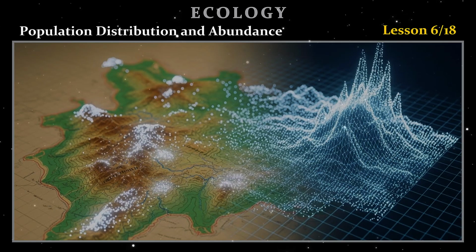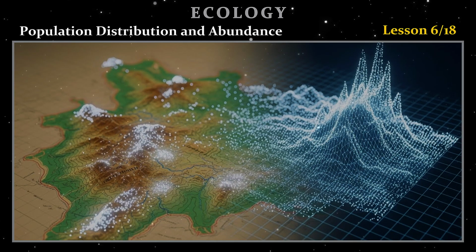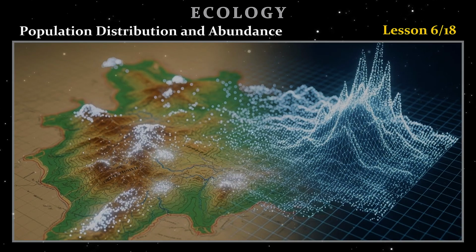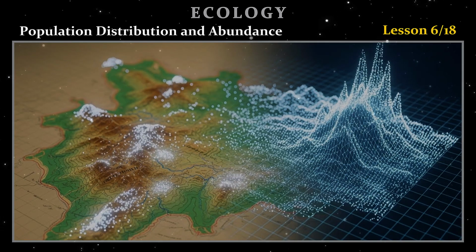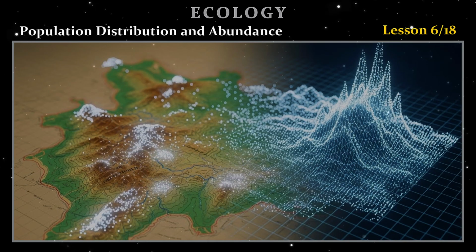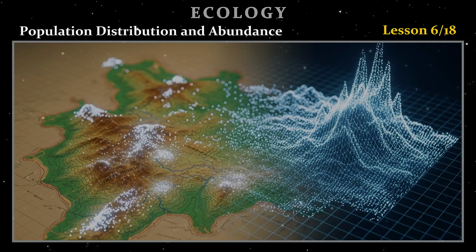Once we identify the pattern, we must determine the number. How many are there? This is the study of abundance. Counting animals is incredibly difficult. You cannot simply ask the fish in a lake to line up. Instead, ecologists use statistical methods to estimate. The most famous of these is the mark and recapture method.